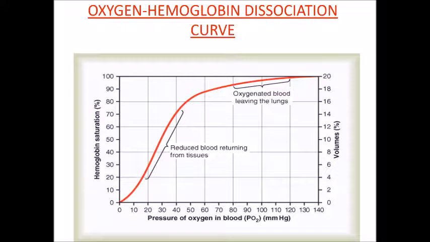Now let us discuss a very important curve which is called the oxygen hemoglobin dissociation curve. So what is the oxygen hemoglobin dissociation curve? This curve shows the relationship between hemoglobin saturation in percentage and the partial pressure of oxygen in blood. First of all, what is hemoglobin saturation in percentage? It is the percentage of the hemoglobin which has combined with oxygen, and PO2 is shown on the X axis, hemoglobin saturation is shown on the Y axis.